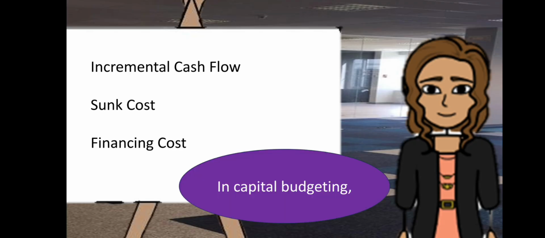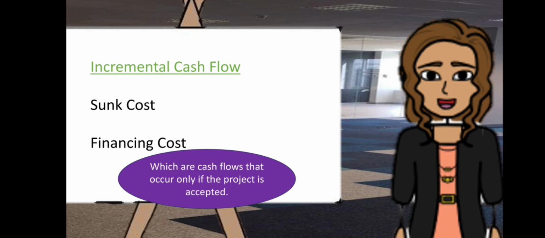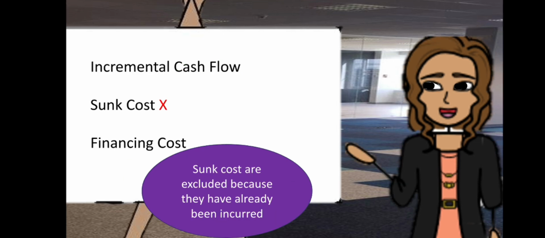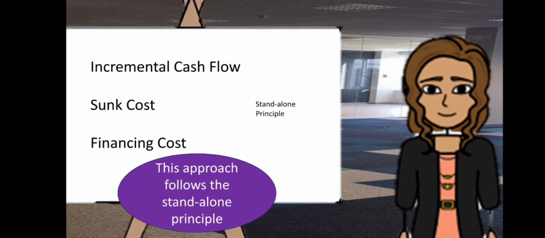In capital budgeting, we focus only on incremental cash flows, which are cash flows that occur only if the project is accepted. Sunk costs are excluded because they have already been incurred. Financing costs are also excluded as they are reflected in the required rate of return. This approach follows the standalone principle.